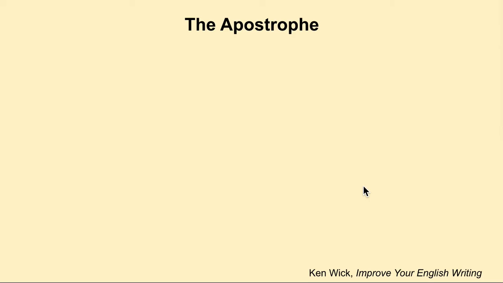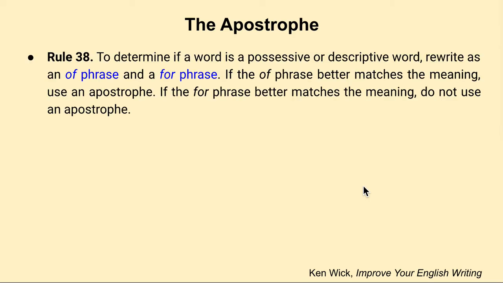So that's some nuances. Let's move on to rule number 38, which I always call put an apostrophe there. To determine if a word is a possessive or a descriptive word, rewrite whatever's in question as an of phrase and a for phrase. If the of phrase better matches the meaning, use an apostrophe. If the for phrase better matches the meaning, do not use an apostrophe.